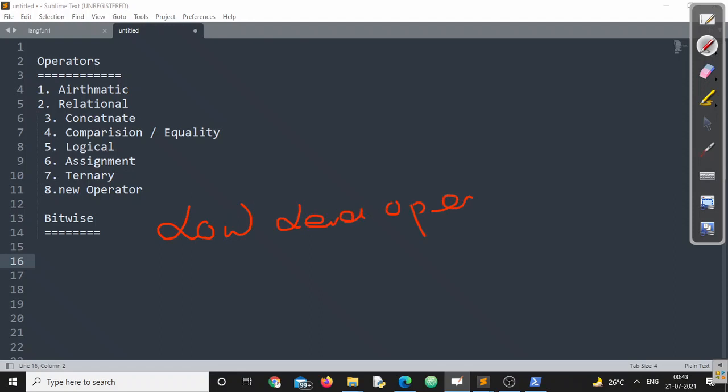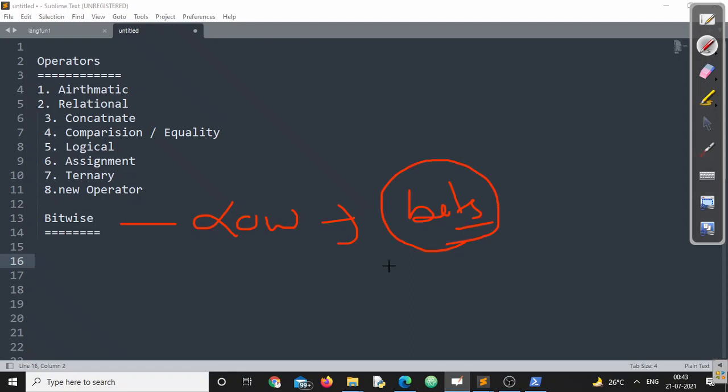By the term low level operator, it doesn't mean the level of the bitwise operator is lower than the level of all these operators. Not like that. This is not about the level like inferior and superior. Low level means this bitwise operator always operates on bits rather than bytes, right? It always works on bits rather than bytes.